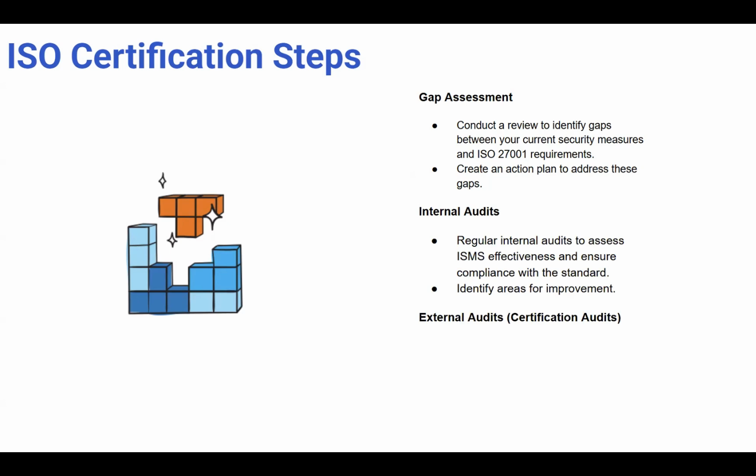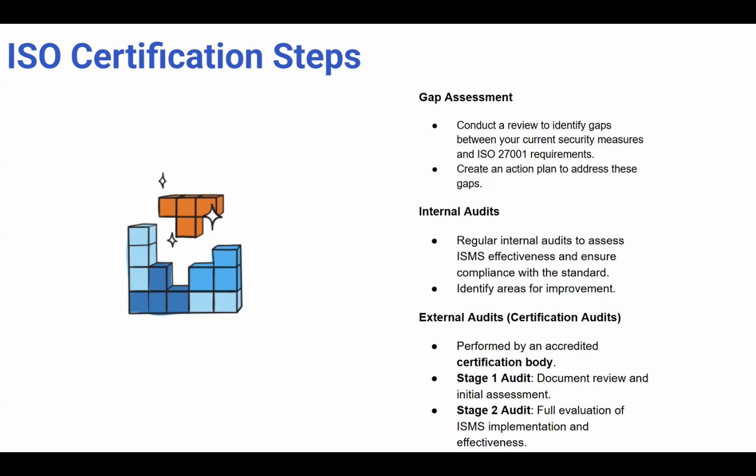Now, the main way to then get the ISO 27001 certification is to request a certification audit from a certification body. And there are two main stages of that certification: the documentation review, which is the stage 1 audit, and the stage 2 audit, which is a full evaluation of your ISMS implementation and effectiveness.